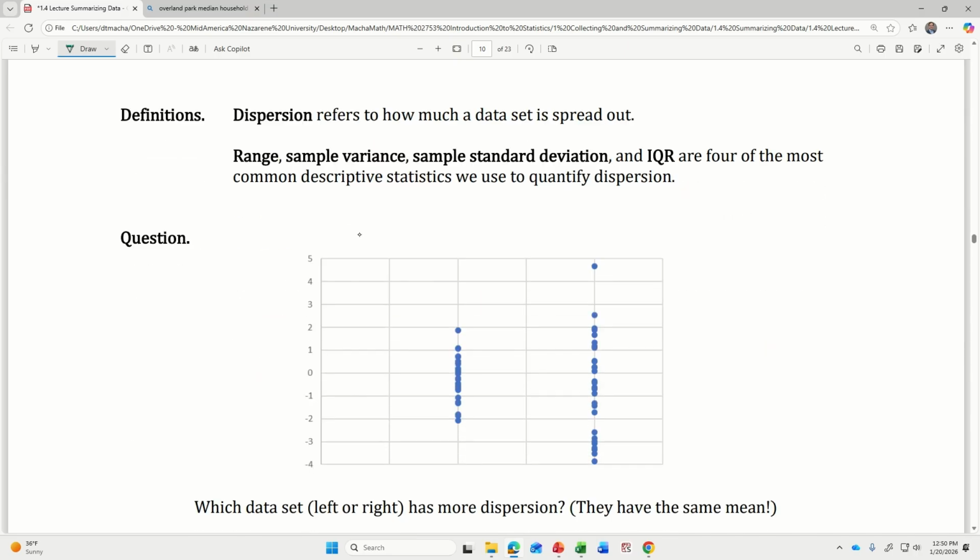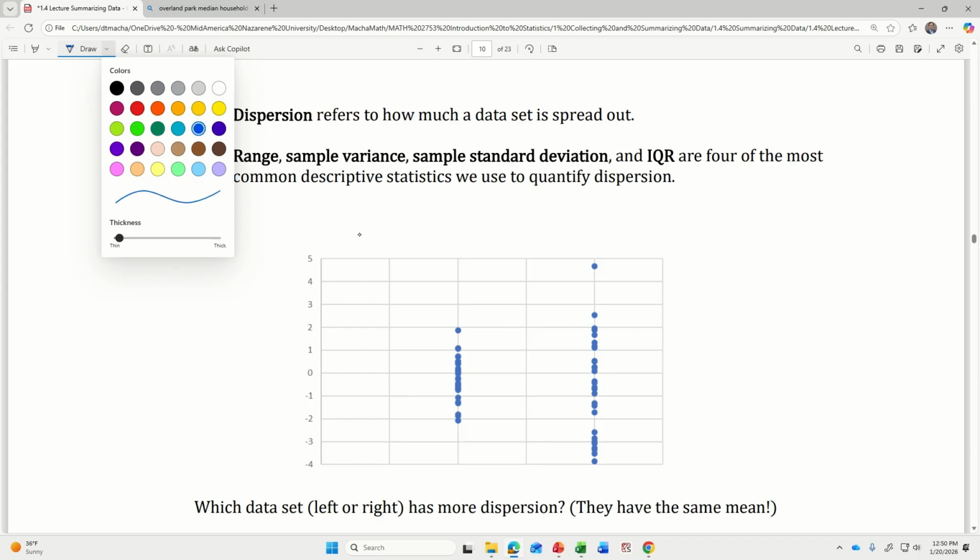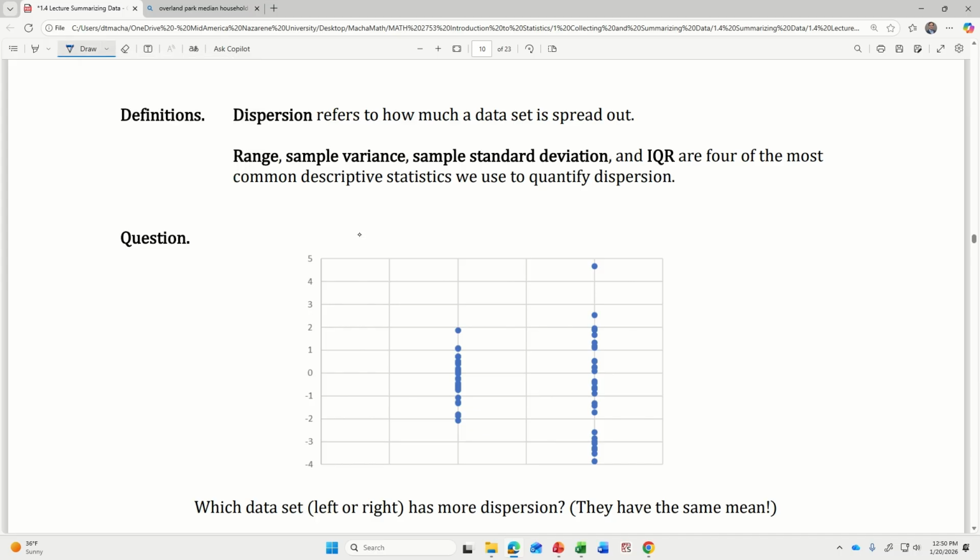Those are all of our measures of central tendency we're worried about in this class. So let's talk about dispersion. Dispersion is a word that refers to how much a data set is spread out. Which data set? This one on the left, we'll call it data set A. Or this one on the right, we'll call it data set B. Which one has more dispersion? B. Yeah, I'd say this B is more spread out.